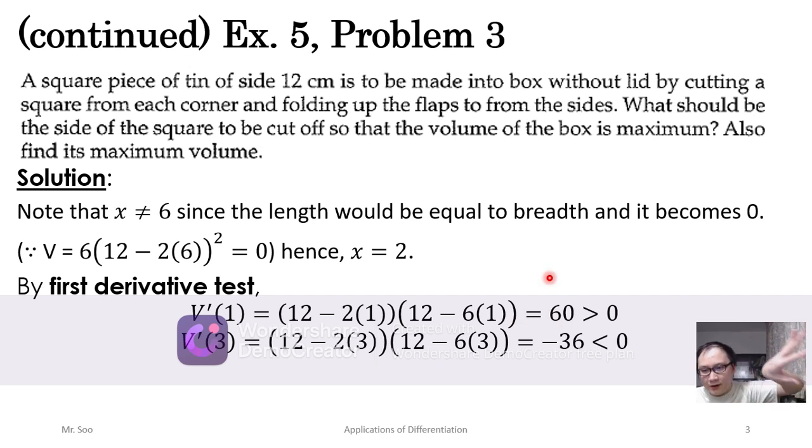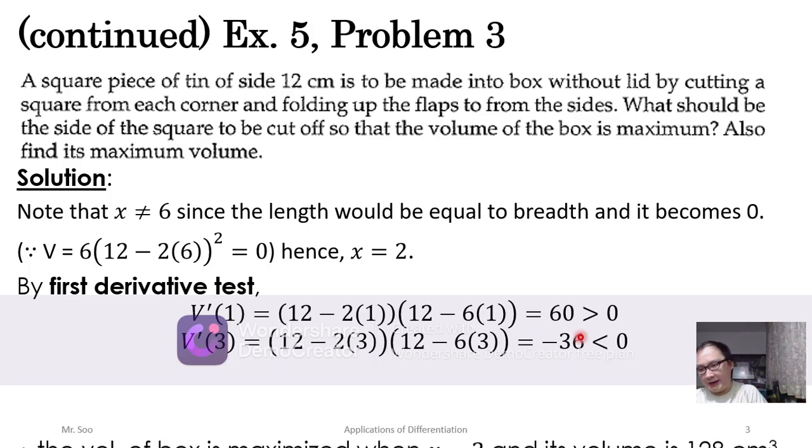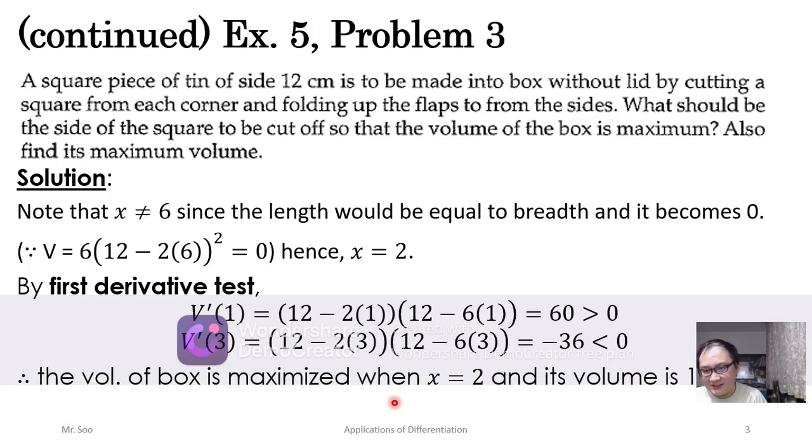Next, to the right of 2, you pick any value. In this case, I pick 3, and you substitute it into your V prime x or dV/dx, you get a negative value. What does this show? To the left is increasing, to the right is decreasing, so it's like a mountain shape. This means maximum. So we can make our conclusion: therefore, the volume of the box is maximized when x equals 2, and its volume is 128 cm cube.